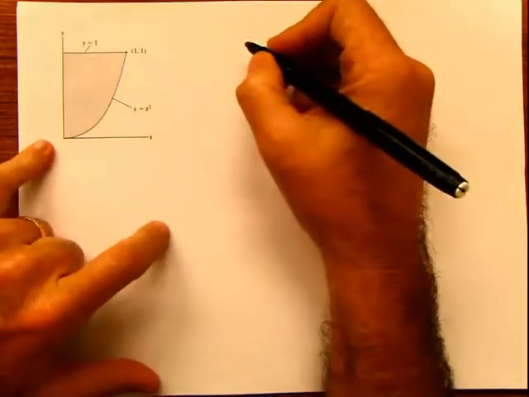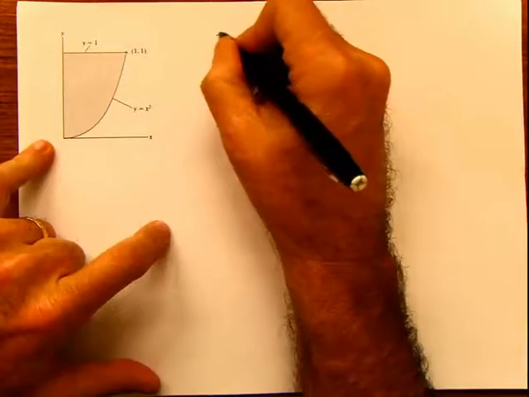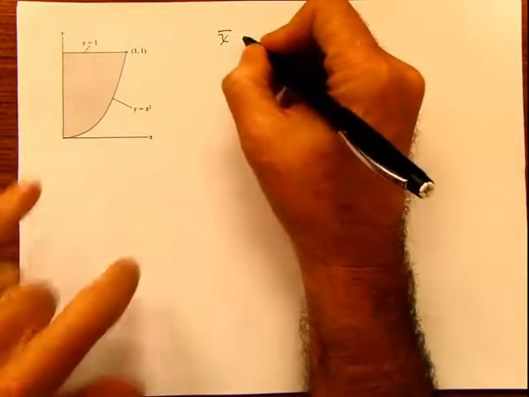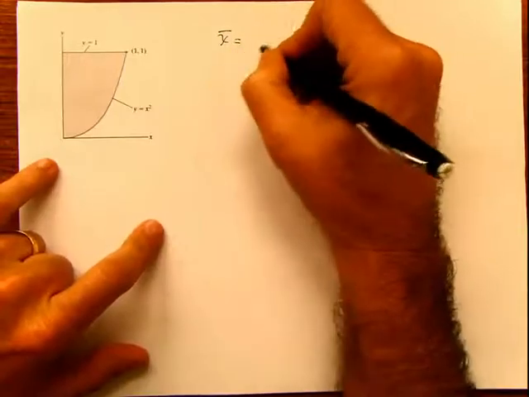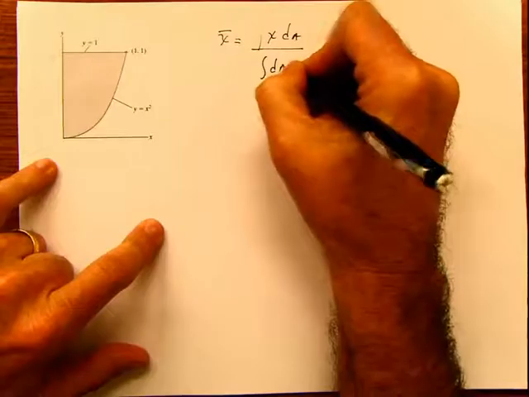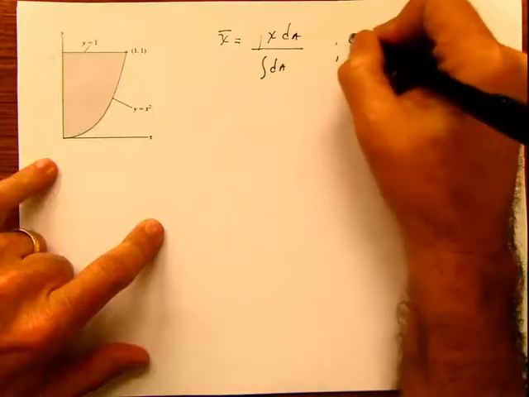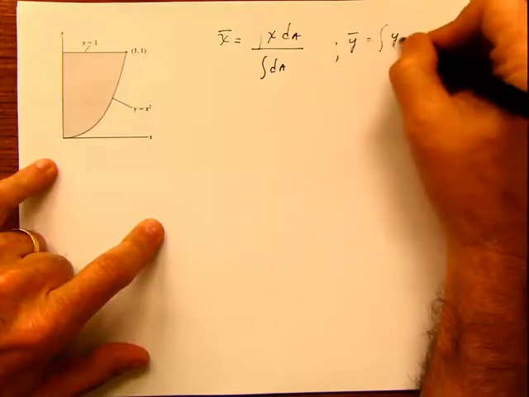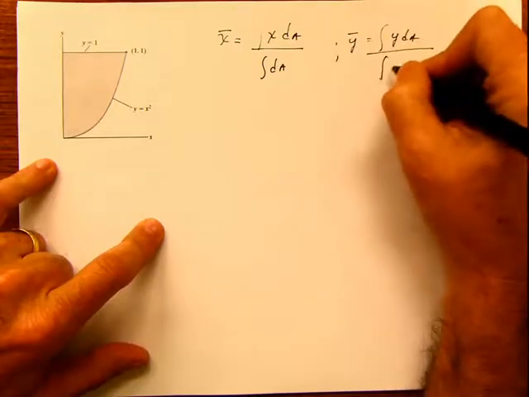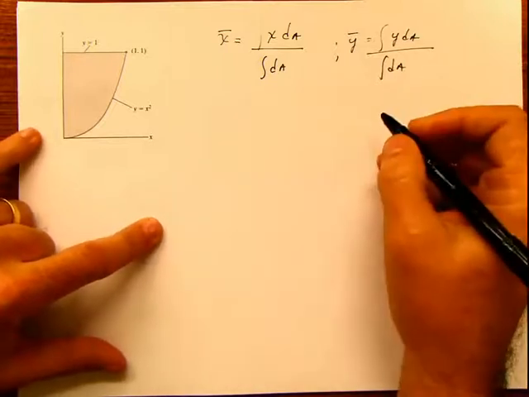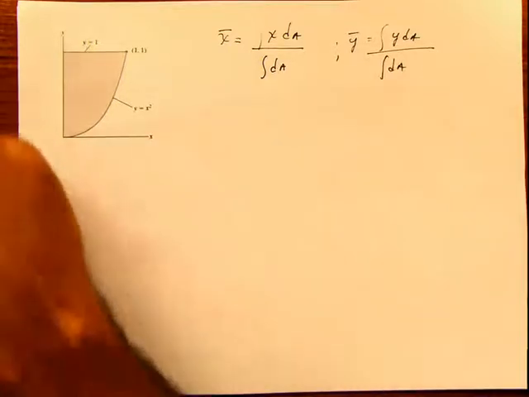The first thing we have to remember is the definition of center of gravity, centroid in this case. It's the integral of x dA divided by the integral of dA. And y bar, or ycg, whatever you want to call it, is the integral of y dA divided by the integral of dA.